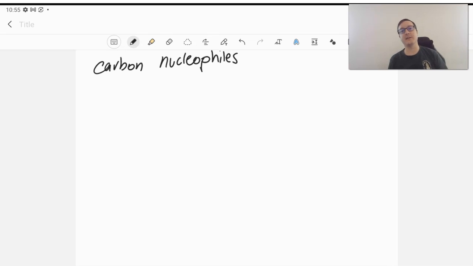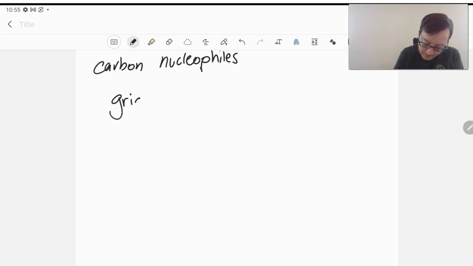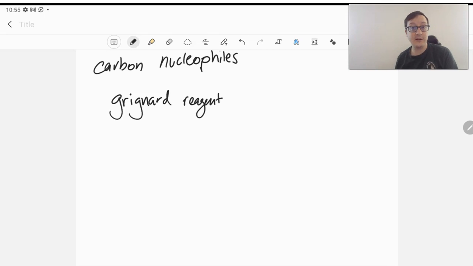Right, our last set of nucleophiles are carbon-centered ones. With carbon nucleophiles, we've already actually seen one of these before. We've seen the Grignard reaction, right? We've seen how Grignard reagents can react with aldehydes and ketones to make alcohol, right? That's one of the ways we looked at.